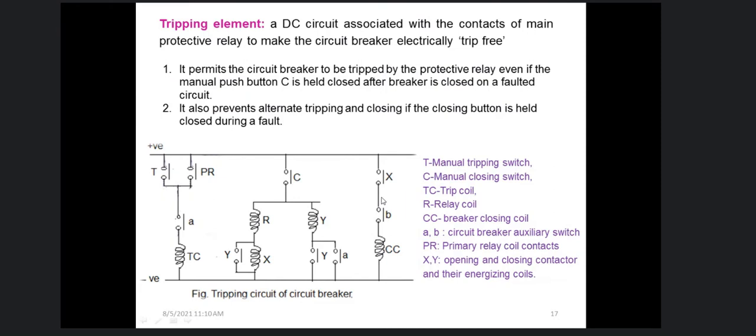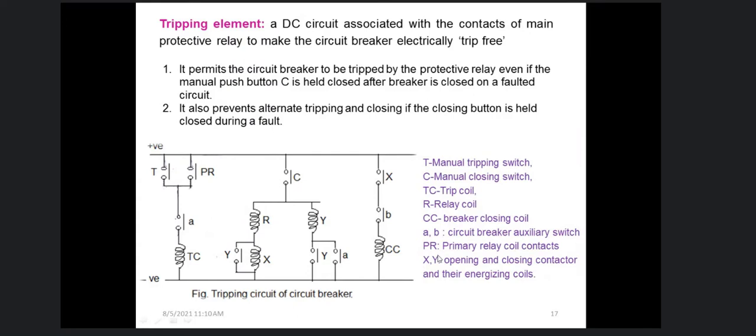But these are not directly connected to the circuit breaker. These are totally isolated intermediate circuits which will give instruction to the circuit breaker contact to move, because the circuit breaker again is a high power device. It is directly connected in the system. So if you just see the scheme, T means the manual tripping switch. That means by pressing this switch manually, a trip signal may be given. That means an instruction may be given to the circuit breaker to open the circuit.